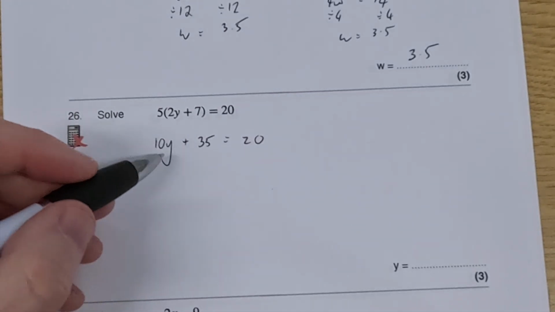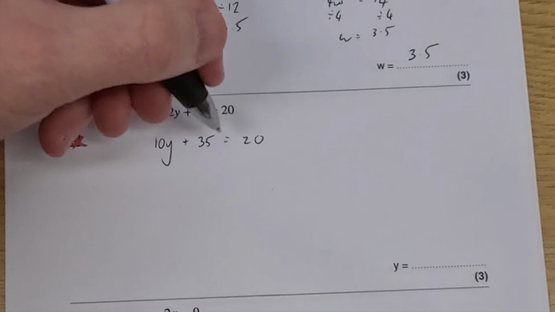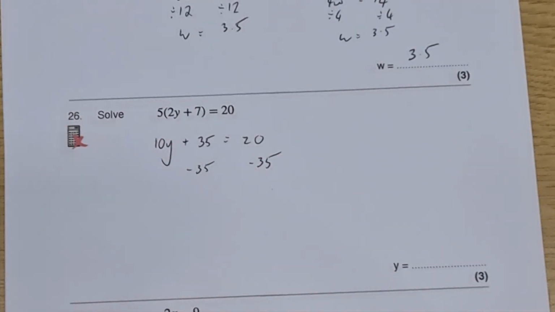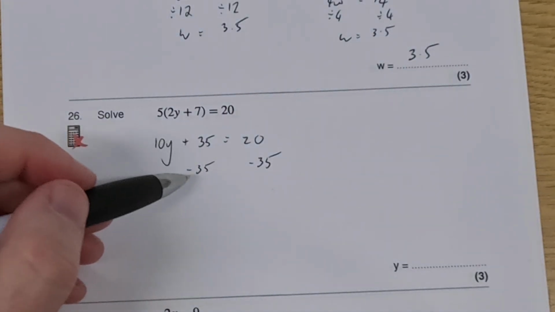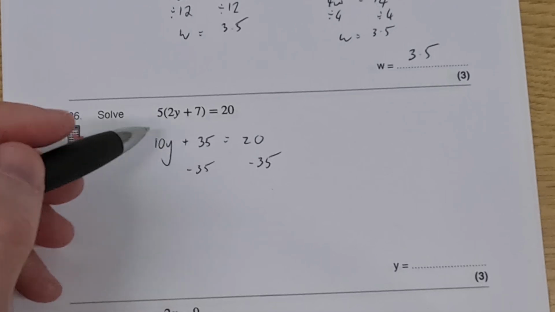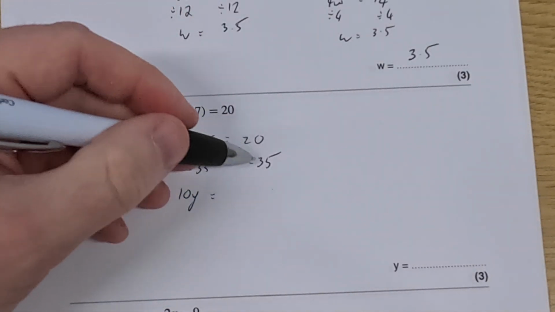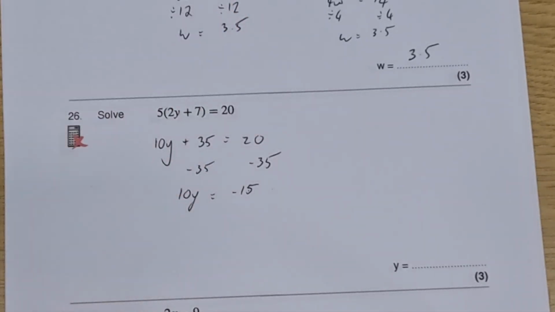Now we want to get the y on its own, so we want to get rid of this plus 35 and this times by 10. Let's get rid of the plus 35 by doing the inverse, take away 35 and take away 35. On the left-hand side of the equation we had 10y plus 35. We're taking away 35 to get rid of the plus 35, so we'd just be left with 10y. And on the right-hand side we had 20, take away 35, that's going to be equal to minus 15.